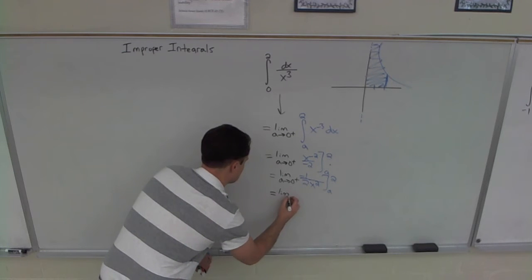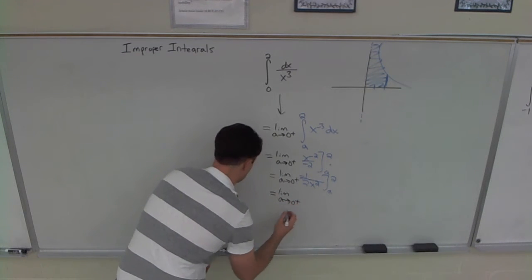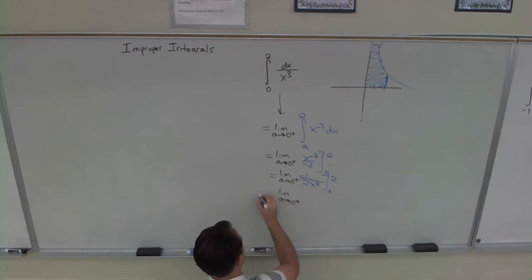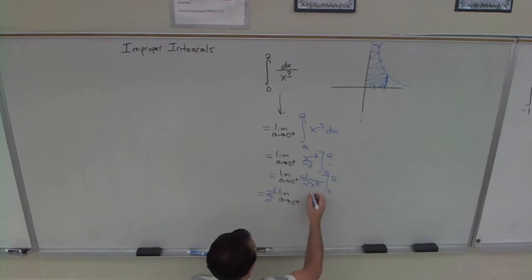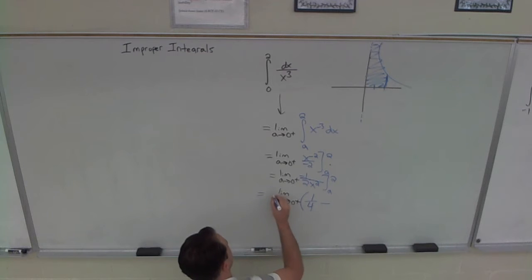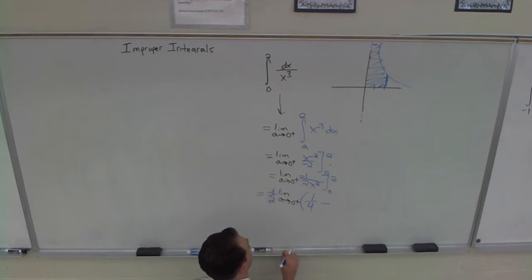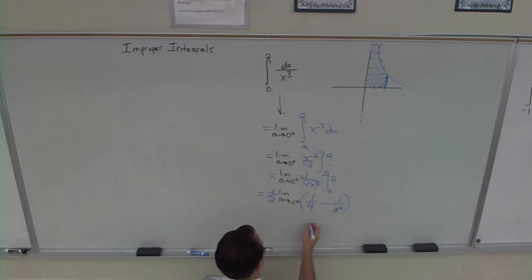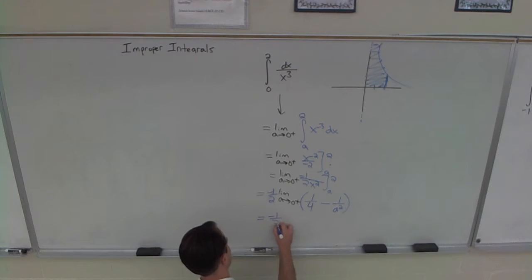That's the limit as a approaches 0 from the right. Excuse me, I'm going to factor the negative 1/2 out front, just like I did on that other one. So now we just have 1 over x squared. So we're going to put the 2 in, so it's going to be 1 over 4 minus, with negative 1/2 out in front, right? Minus 1 over a squared.